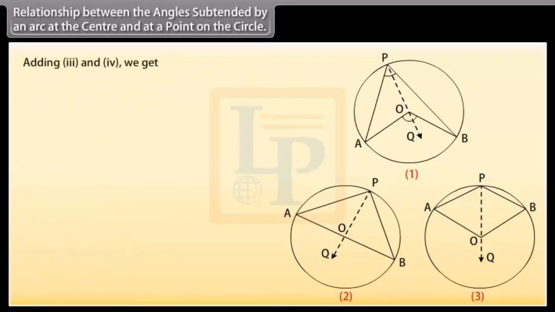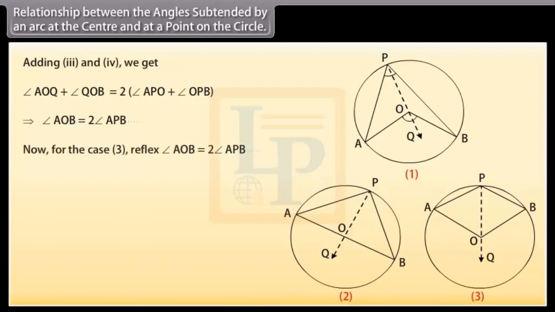Adding 3 and 4 we get angle AOQ plus angle QOB is equal to 2 into angle APO plus angle OPB. Similarly, angle AOB is equal to 2 angle APB. Now for case 3, reflex angle AOB is equal to 2 APB. Hence proved.